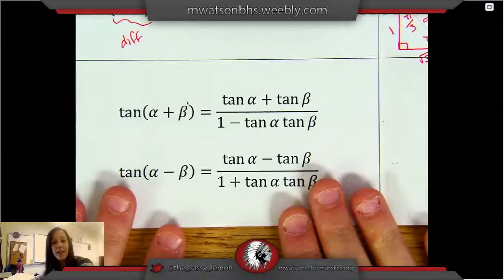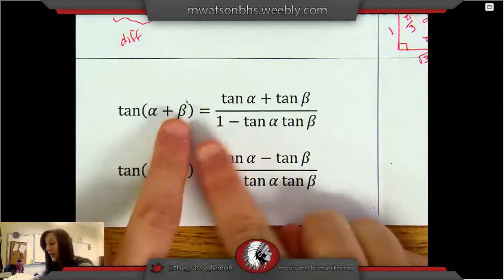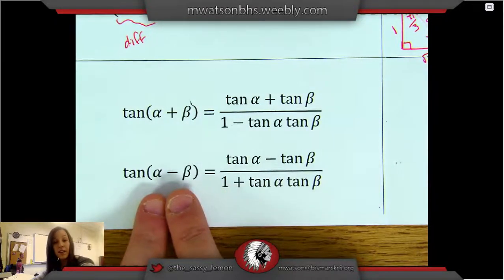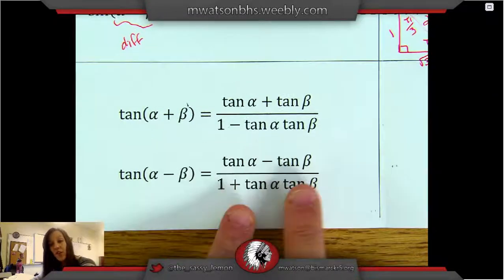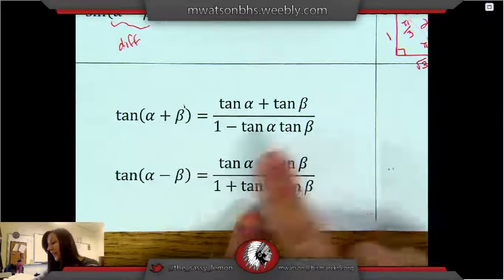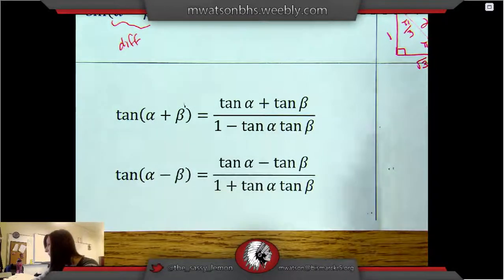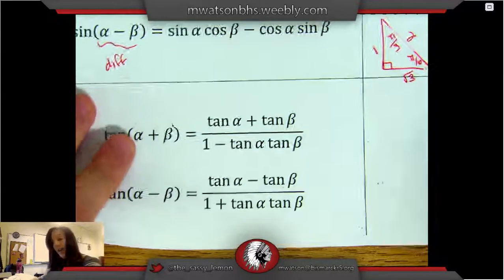Okay, so the tangent identities work the same way. Break it apart using a sum, use the first identity. Break it apart using a difference, you're going to use this identity. The only difference is this is kind of a mess because you've got a compound fraction. So there's going to be a little bit more algebra work involved, but that's it. So let's go ahead and do an example.